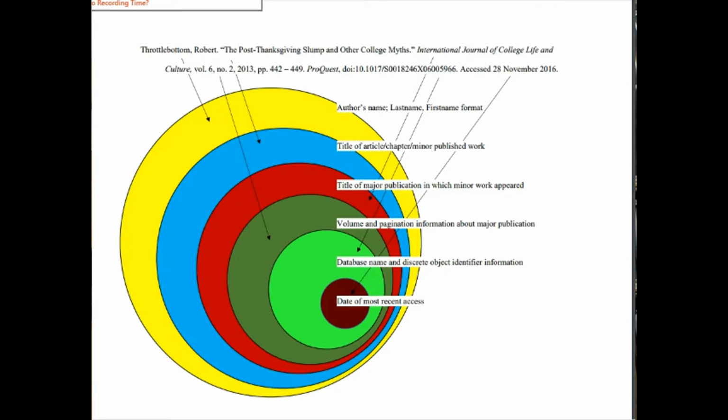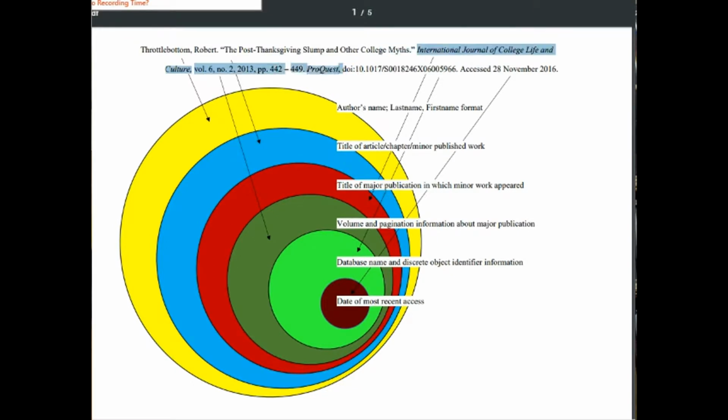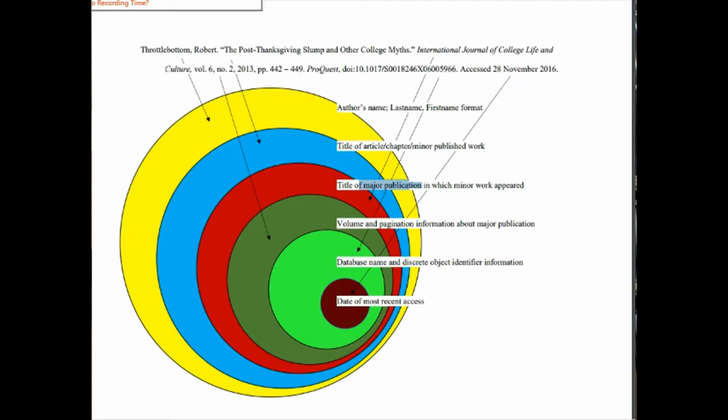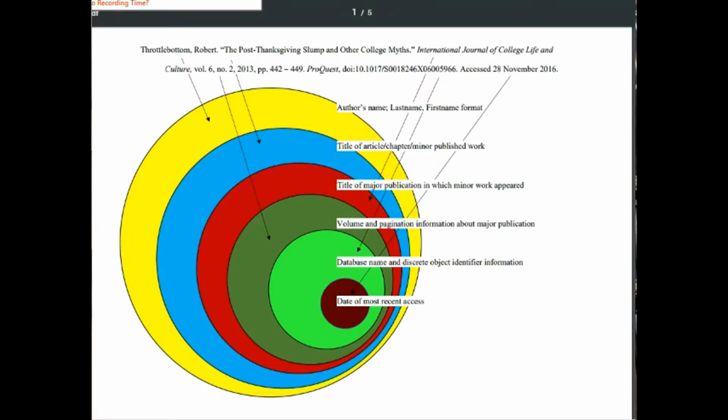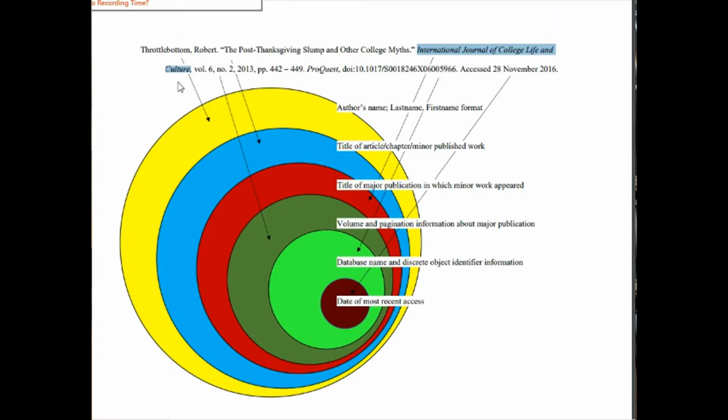Following that, our next circle, and this is the one in the brighter shade of red here, the third circle in, corresponds to the title of the major published work where the article appeared. Now, I say major published work because this is the container in which the article was published. Take a look at the formatting here. Articles, or smaller parts of larger things, will always be in quotation marks. The larger publications that articles or maybe chapters are smaller parts of, the larger one will be in italics, as you see here in our example.